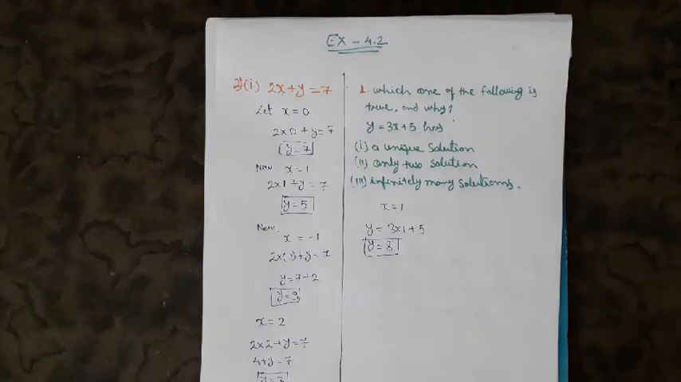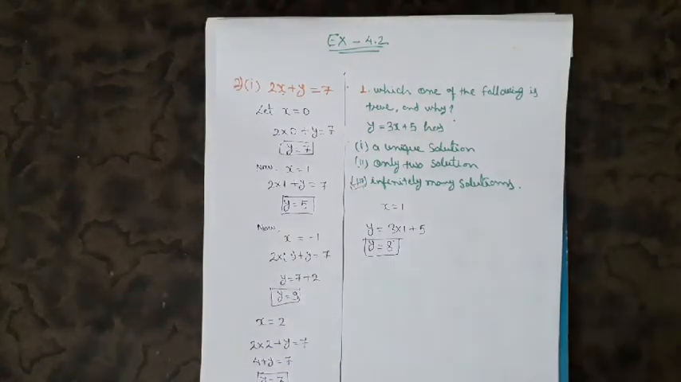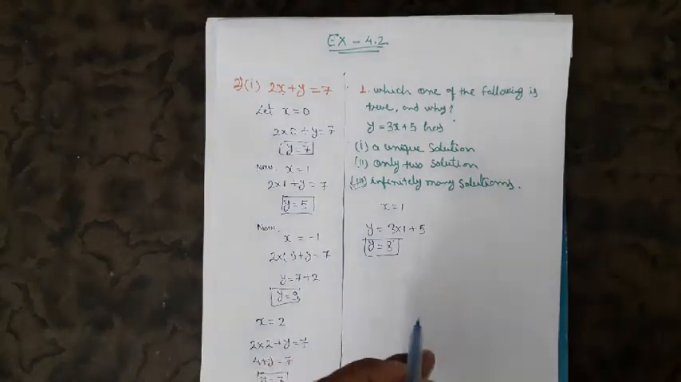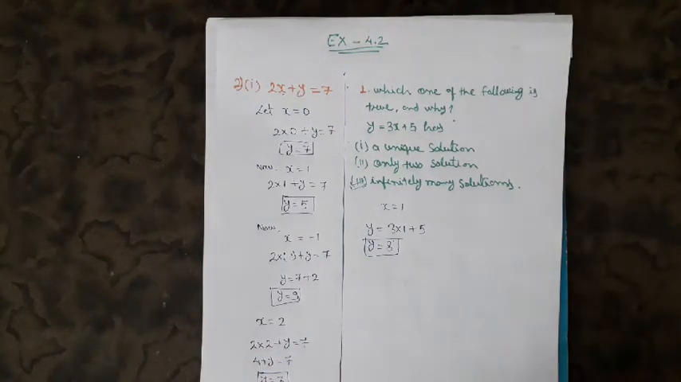Means however many times I put a value of x, I'll get a value of y. If I put a value of x only once, I'll get one value of y. If I put a value of x twice, I'll get a second value of y. If I put a third time, fourth time and so on, I'll get the values of y. So the third option of this equation in this question would be correct, because whatever we put instead of x, we will get the value of y.